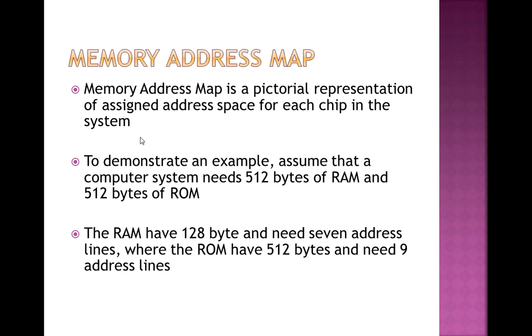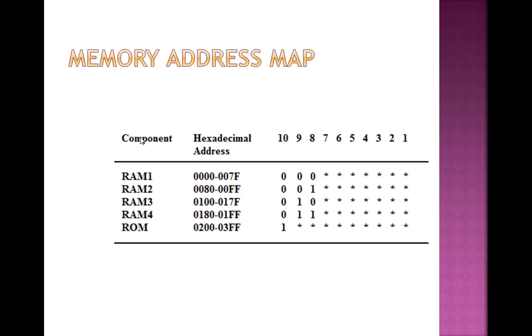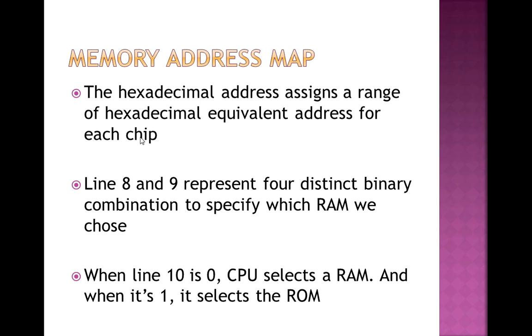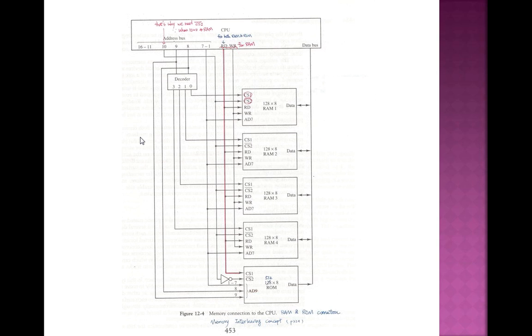To demonstrate an example, assume that the computer system needs 512 bytes of RAM and 512 bytes of ROM. The RAM has 128 bytes and needs 7 address lines, whereas the ROM has 512 bytes and needs 9 address lines. This is the mapping, showing how mapping can be done between the RAM and the ROM. This is the explanation of the table. This is the memory connection to the CPU.